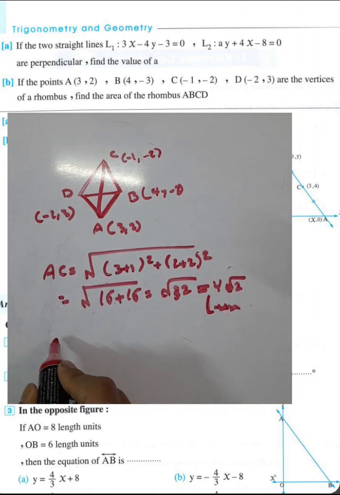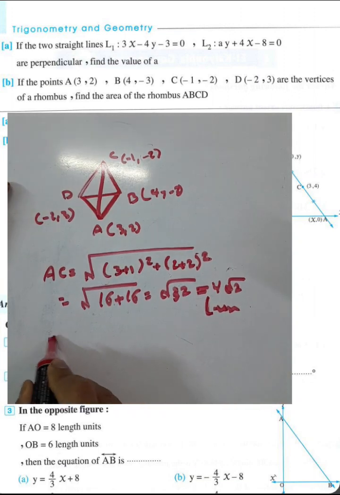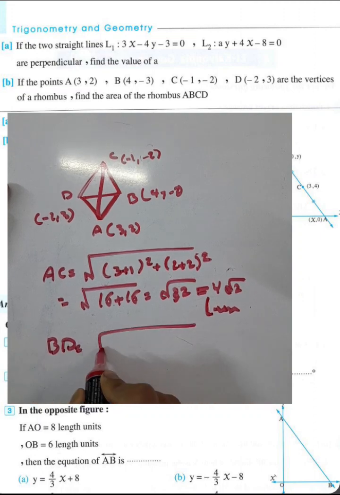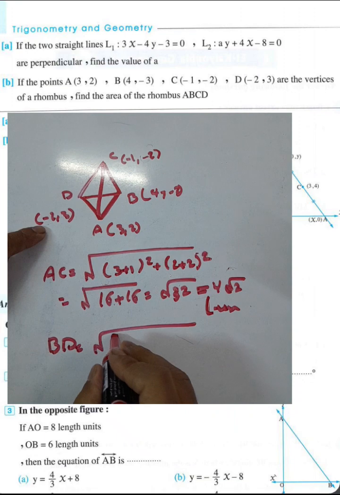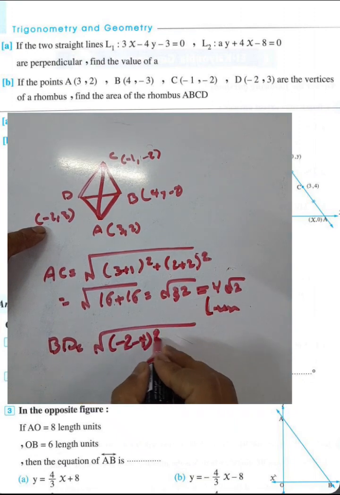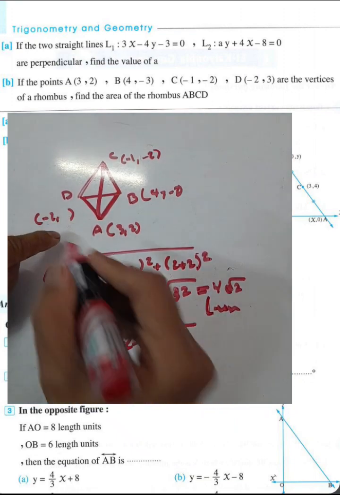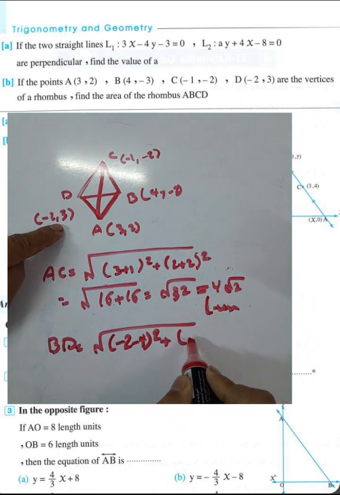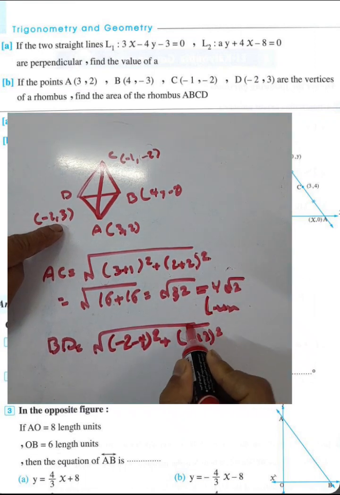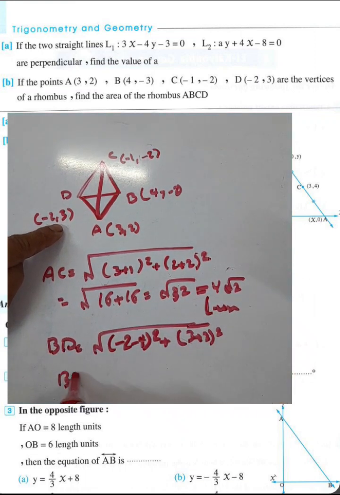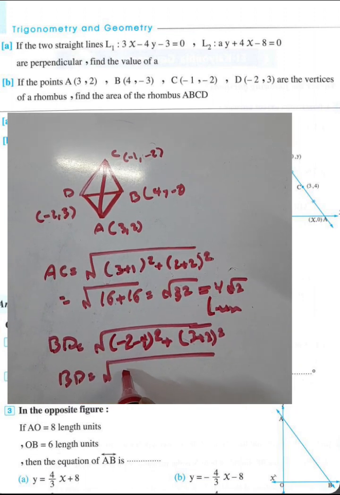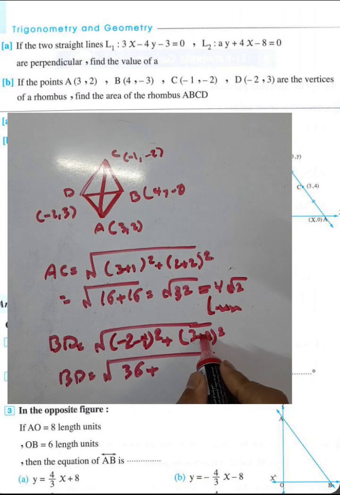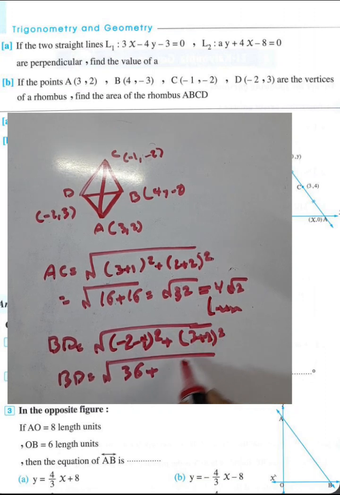And then we can find the second diagonal BD, which equals the square root of (x2 minus x1), -2 minus 4, all power 2, and 3 minus -2, it will be 3 plus 2, all power 2. Then BD equals the square root of -2 minus 4, -6, power 2, 36. And 3 plus 2 will be 5. 5 power 2 will be 25.